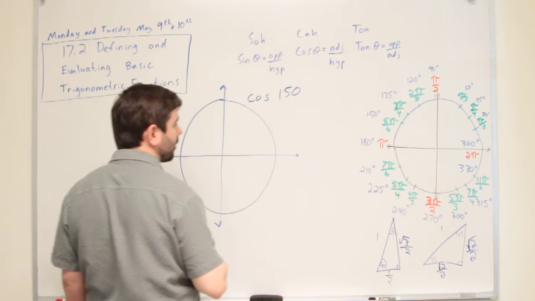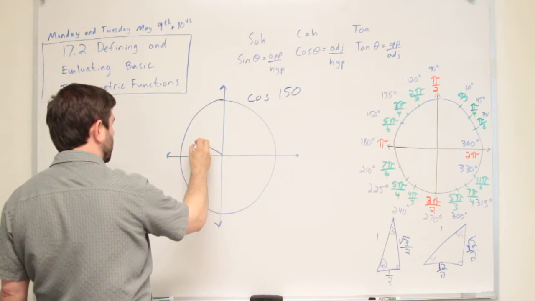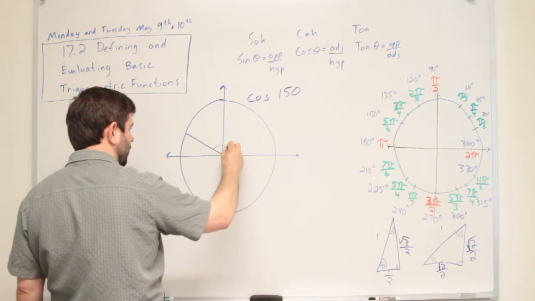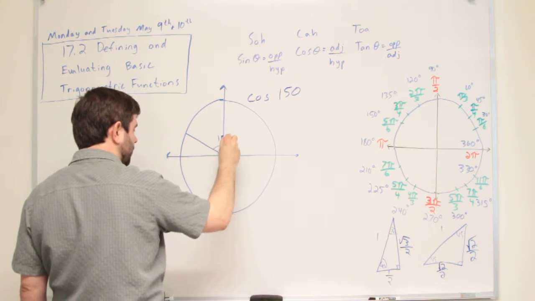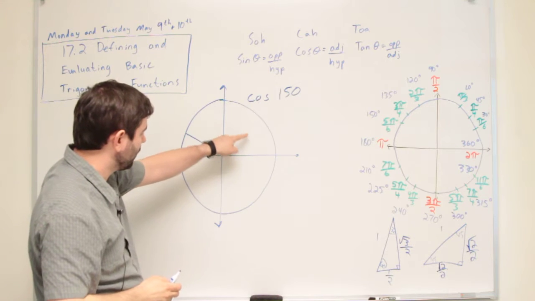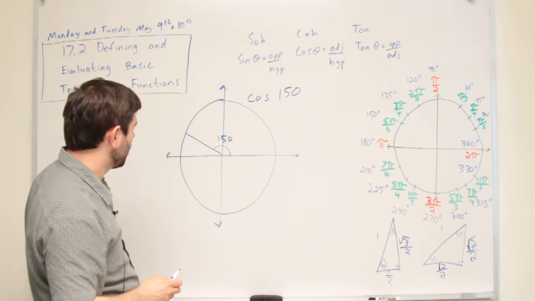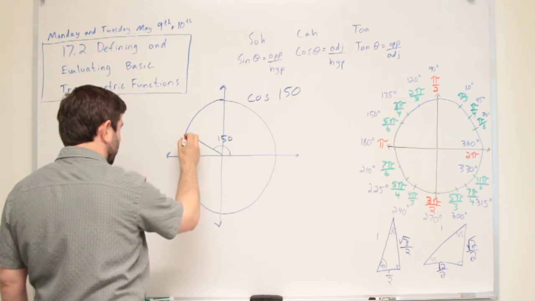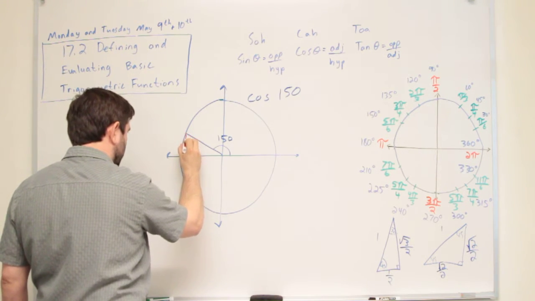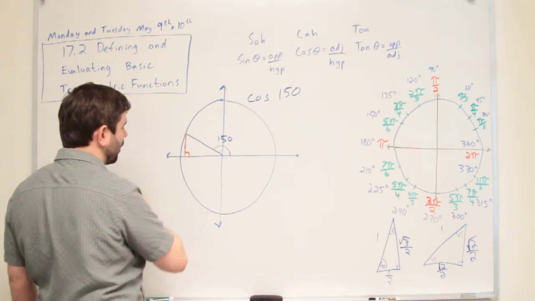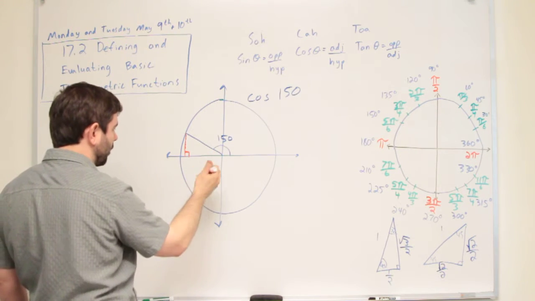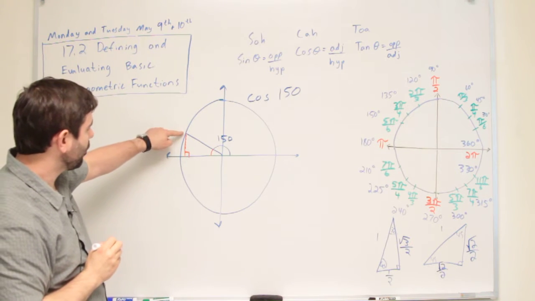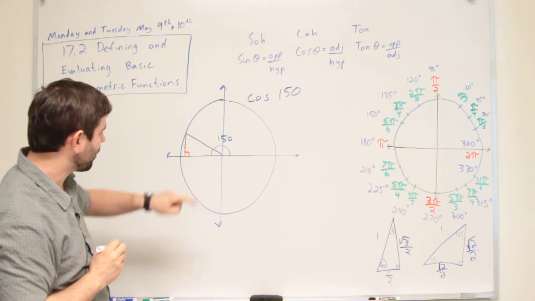It's going to be about like that. So this is 150 degrees here. But this, we're not going to make a triangle with this. We're going to make our triangle going down to the x-axis. Right there. This is what's called our reference angle. What angle completes that? When you just take this point, go down to the x-axis, that's our reference angle.